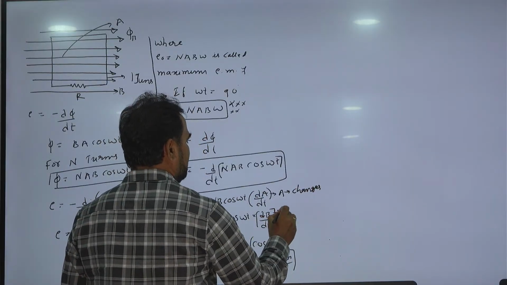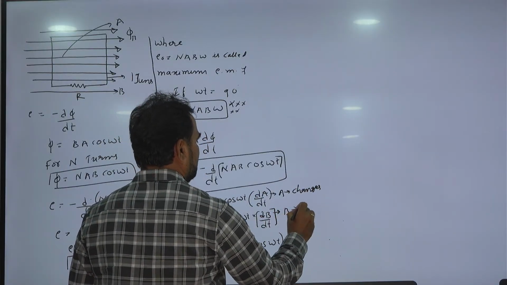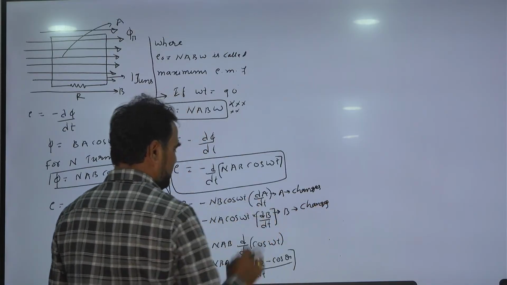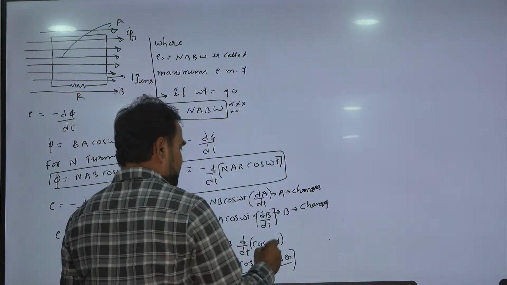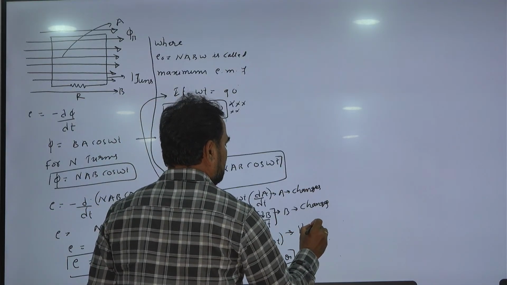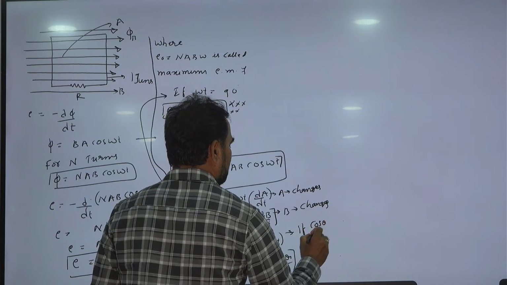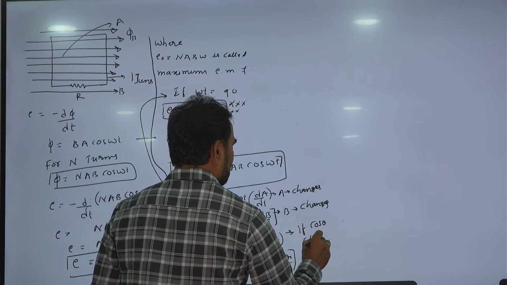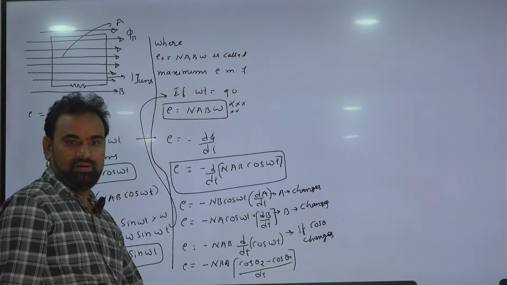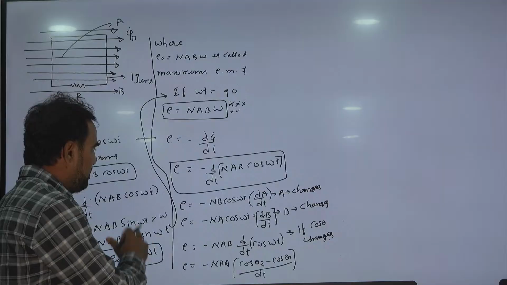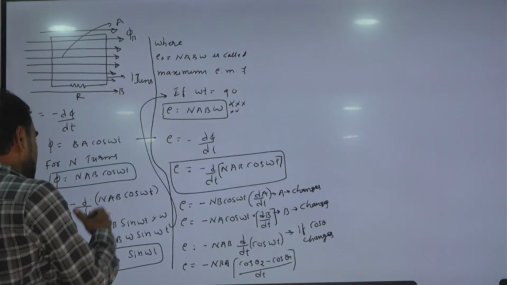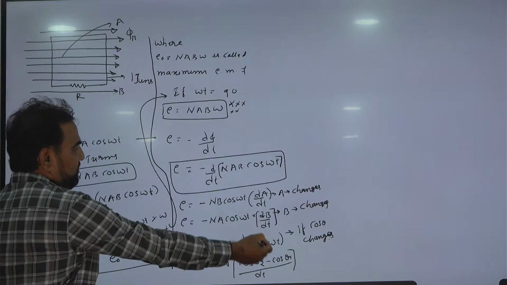When B changes, we have to use this equation. Suppose if theta changes, that is, if the function of cos theta changes, then we have to use this formula. Okay, look, so this is the induced EMF in different forms.